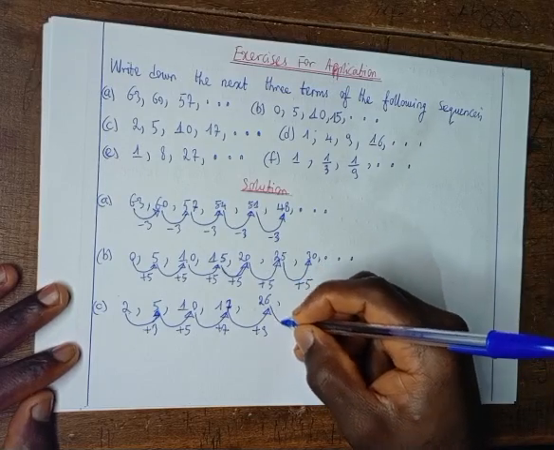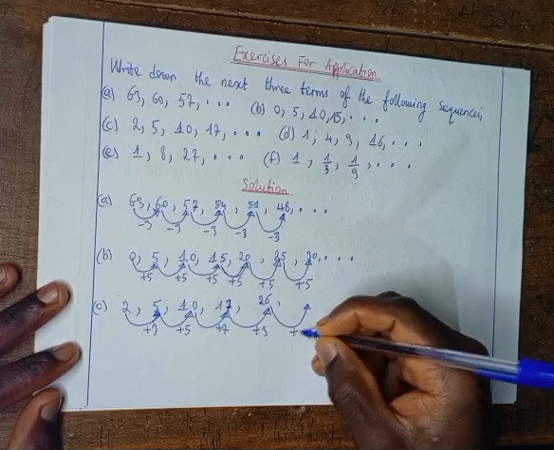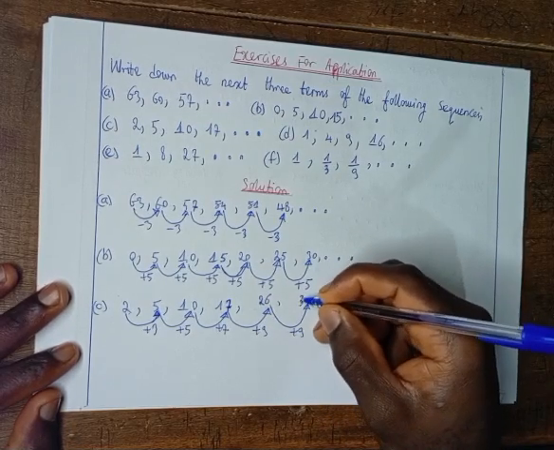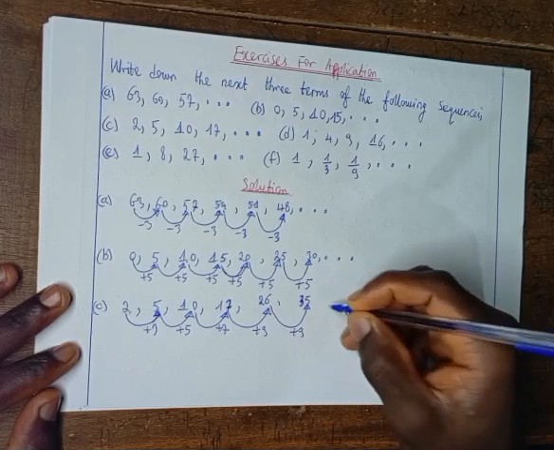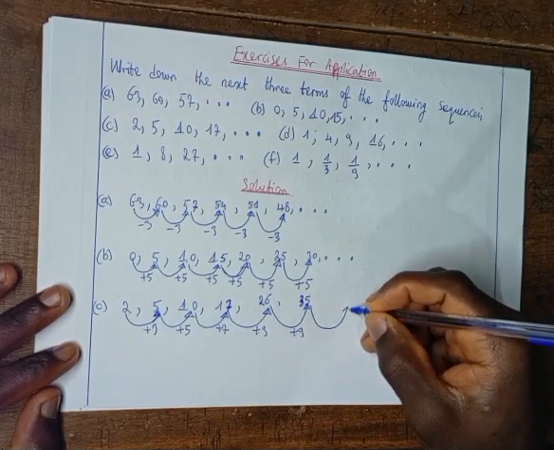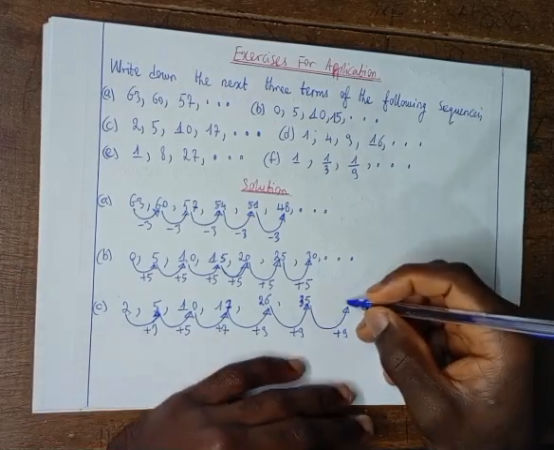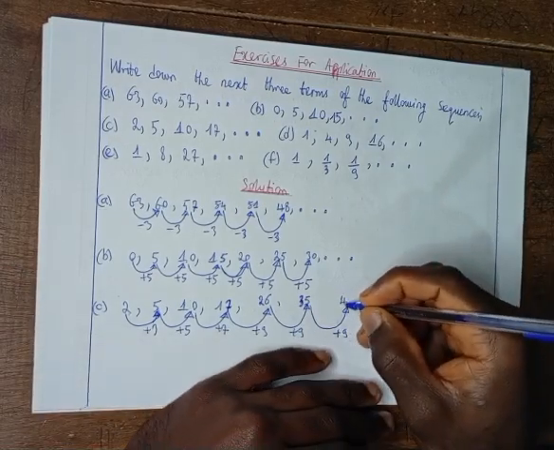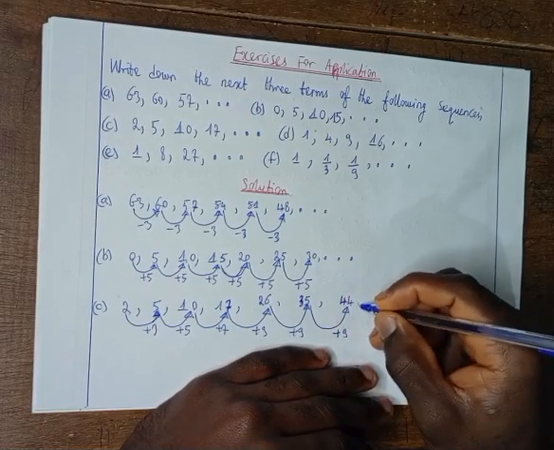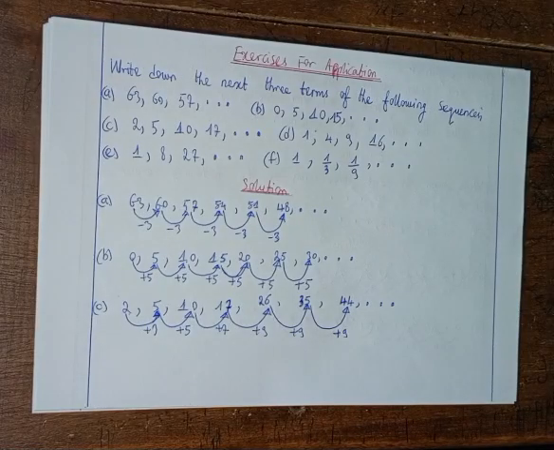Then we add plus 9. 26 plus 9 gives us 35. Then we add plus 9 again. 35 plus 9 gives us 44. Then we end with the 3 dots indicating that it is an infinite set.